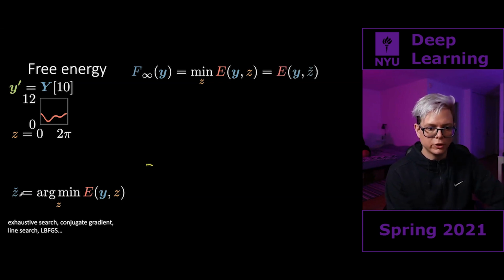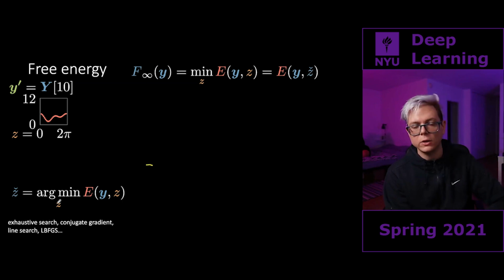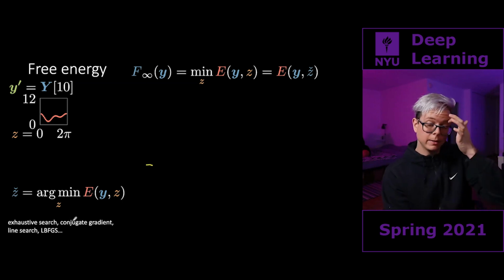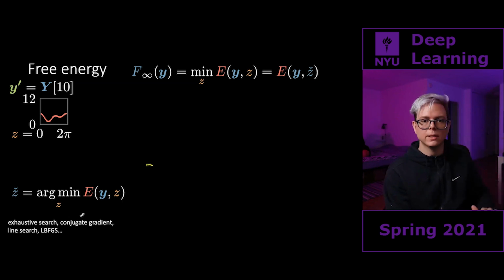How do we compute z check? There are many options. You can do exhaustive search if z is discrete, let's say like the k-means case we talked about yesterday. Or instead, if z is continuous, you can apply gradient descent. And again, pay attention, I'm not talking about stochastic gradient descent, it's gradient descent because you actually have access to your function.